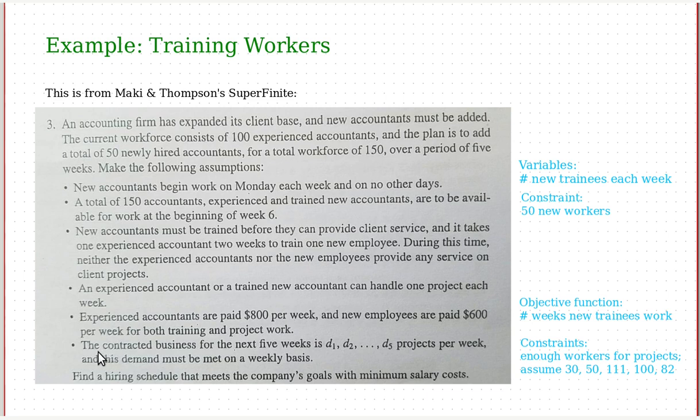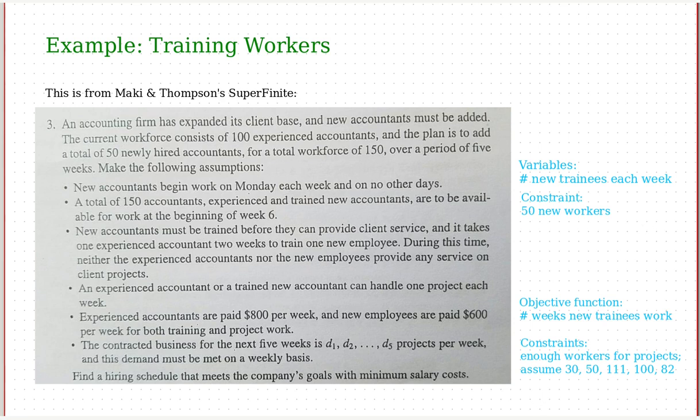And finally, while all this hiring and training is going on, there are still projects that have to be completed, right? Projects that are already on the schedule. So I'm going to assume, for the sake of this example, that they have 30 projects the first week, 50 projects the second week, 111, 182 projects during the remaining 3 weeks of the training period. So they have all these projects that have to be completed during each respective week of the training period.